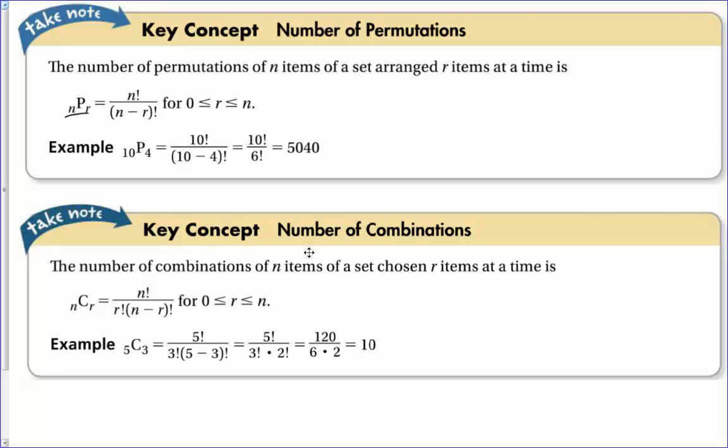And then combinations, remember, in combinations, order doesn't matter. The formula is almost the same, except you have r factorial in front of it right here. So remember, permutations, order does matter. Combinations, order does not matter. And really, the toughest thing about permutations and combinations is trying to figure out, is the order going to matter or is the order not going to matter? That's really the hardest thing to figure out with these. Okay.